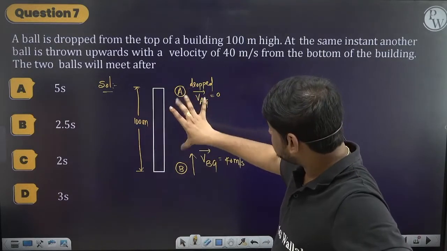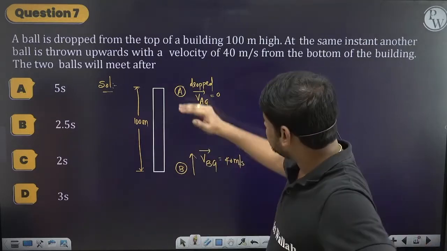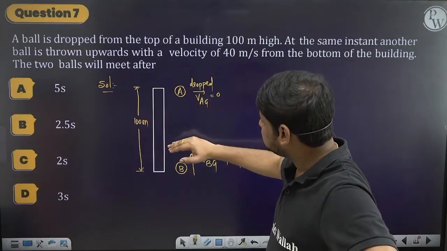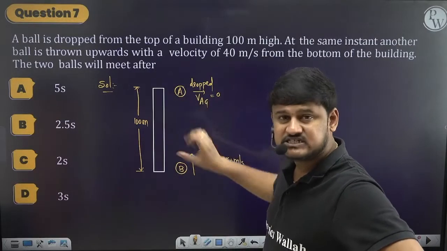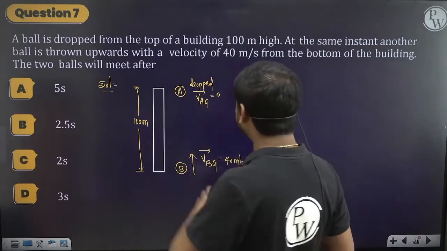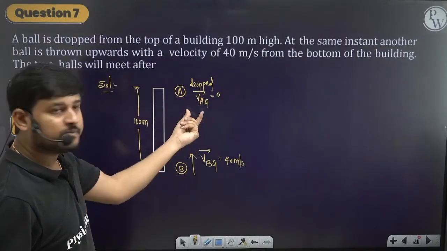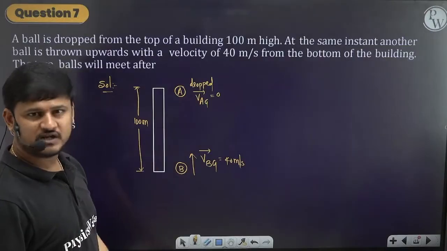When the two balls meet, they combinedly cover a distance of 100. Let's suppose this ball comes here and this ball comes here. This covered some 60, this covered some 40. Yes or no? Then the total relative distance covered by both of them will obviously be 100. Yes, relative we know. This one is moving with a speed of 0 and this one is moving with a speed of 40 meters per second.